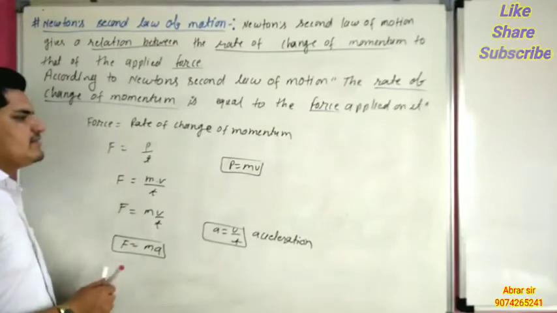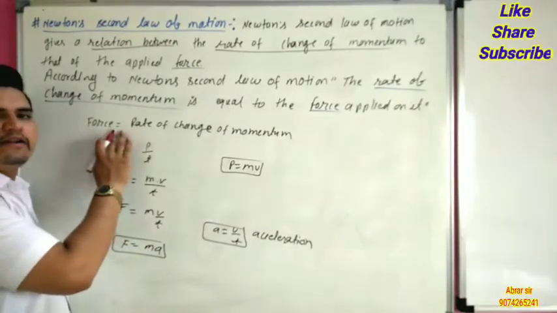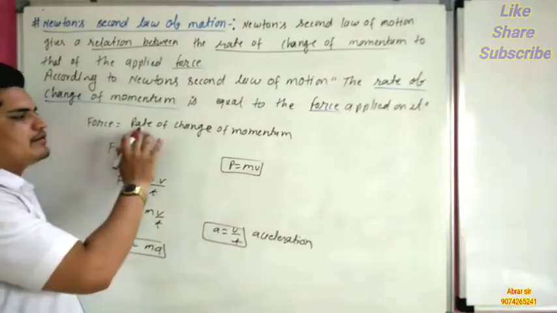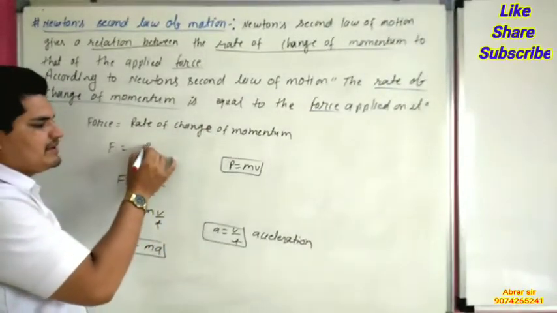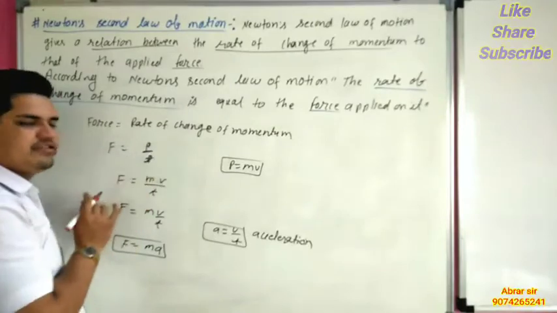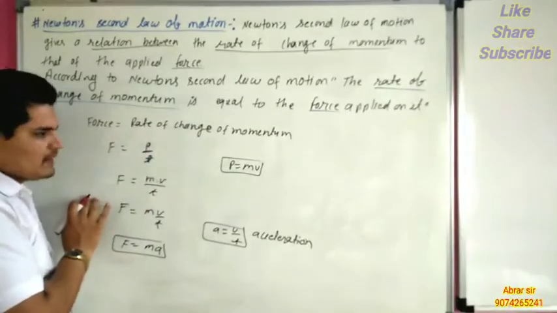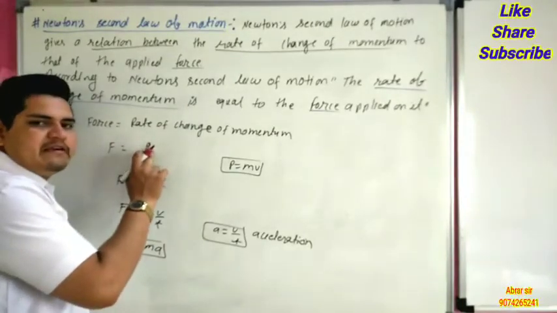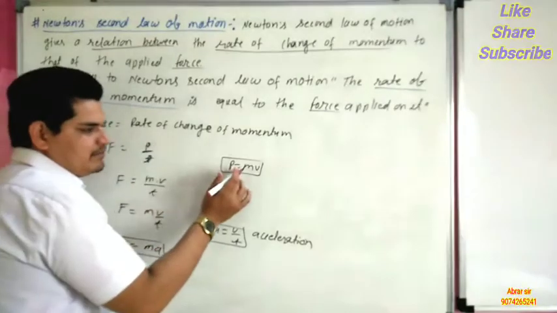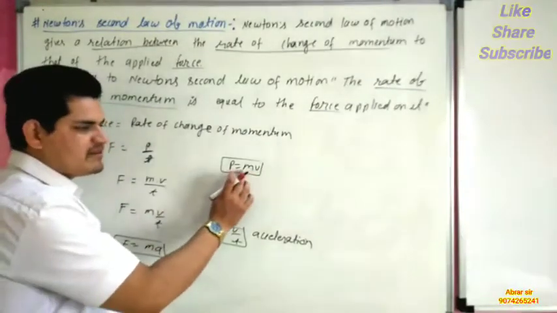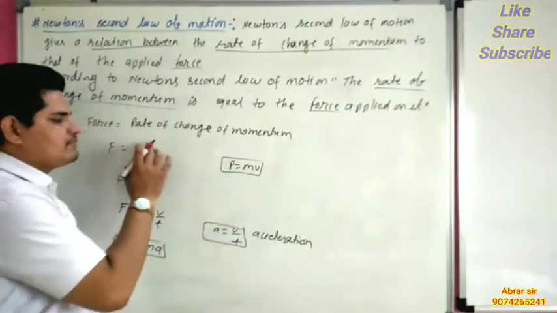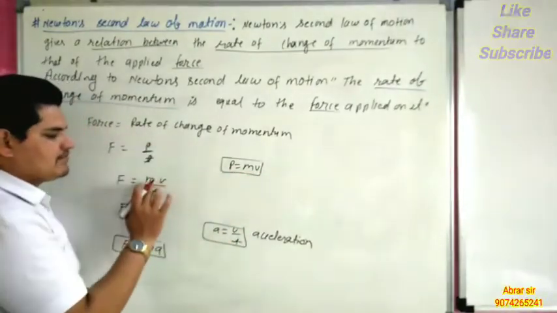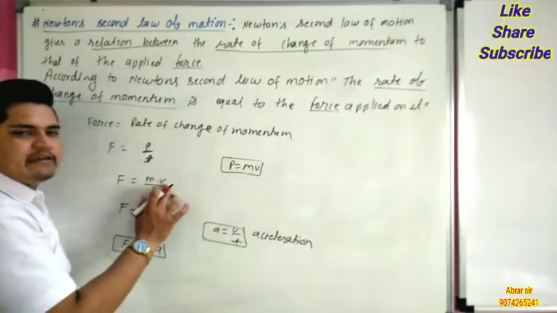We can understand mathematically force according to Newton's second law of motion. Force is equal to the rate of change of momentum. So we can write rate of change of momentum as P divided by t. But we know that P is the momentum, and P is equal to mv. Momentum is the product of mass and its velocity.